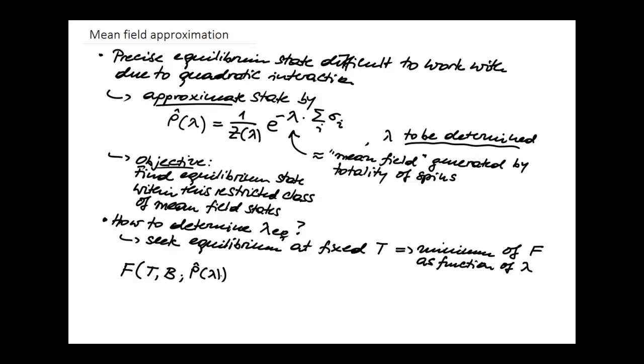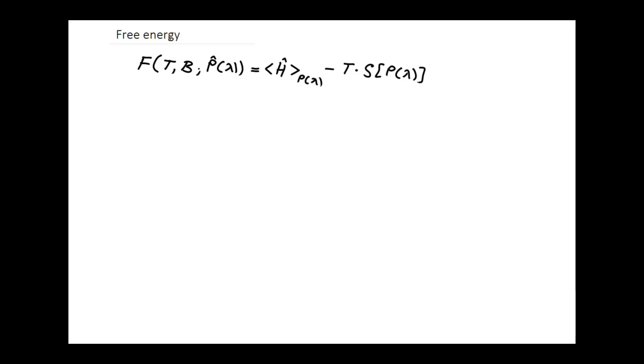By definition, the free energy for an arbitrary state is its internal energy, which is the expectation value of the Hamiltonian in that state, minus the temperature, controlled from the outside by the bath, by the reservoir, times the entropy of that state. Let's look at the various terms that appear in the formula for the free energy. Let's start with the expectation value of the Hamiltonian.